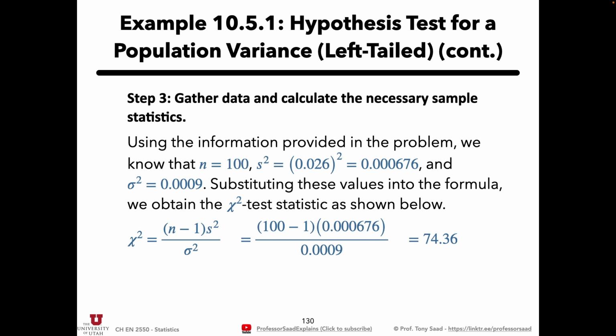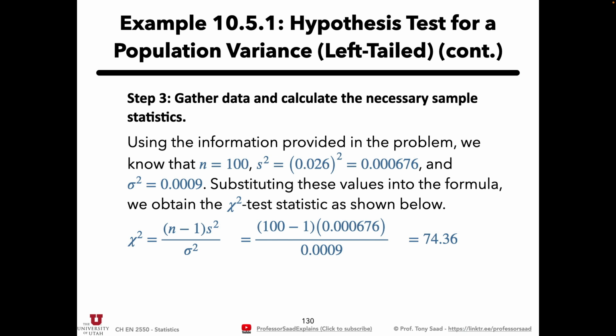So make sure you're clear about that because they've given us the variance and the standard deviation. They gave us sigma squared and S. So we need to take S squared here. That's why you get that number, 0.000676, okay? And then that gives us a chi-square value of 74.36. So that's our sample statistic.